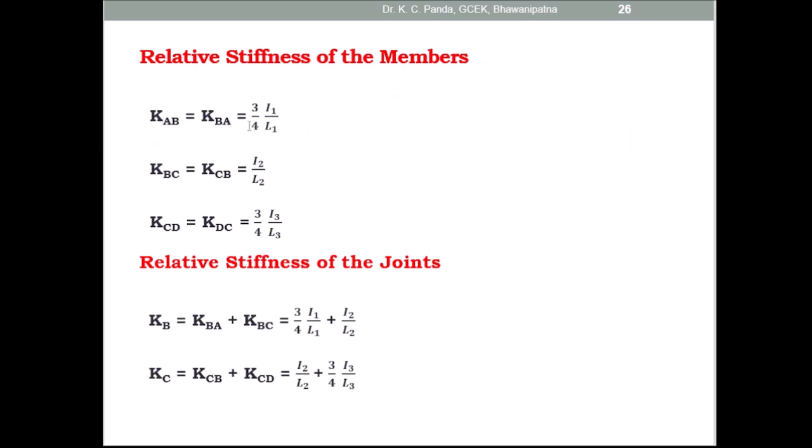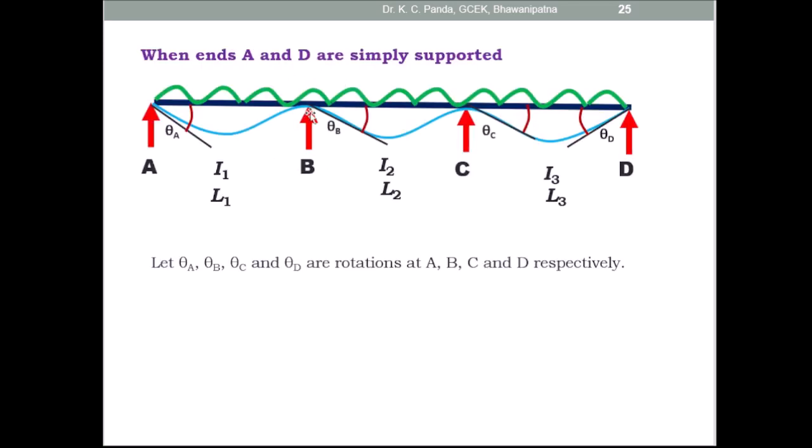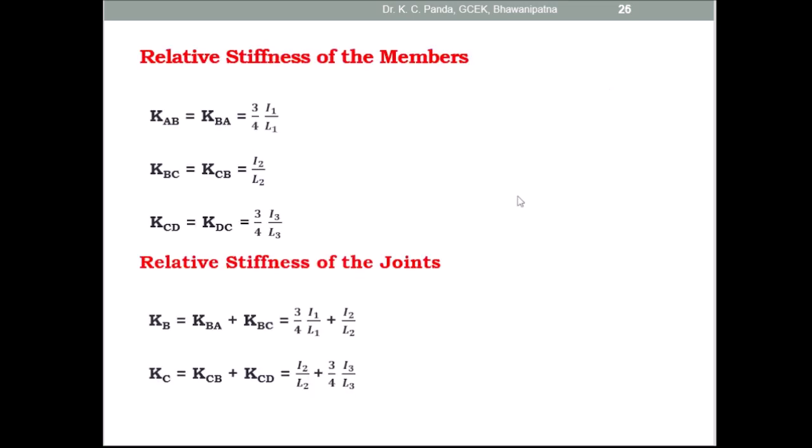KBA is equal to 3 by 4 I1 by L1. KBC is equal to KCB is equal to I2 by L2. KCD is equal to KDC is equal to 3 by 4 I3 by L3. Then you can find out the relative stiffness of the joint at joint B by taking KBA plus KBC. And at joint C, the relative stiffness KC is equal to KCB plus KCD. So KB is equal to KBA plus KBC, 3 by 4 I1 by L1 plus I2 by L2, and KC is equal to KCB plus KCD is equal to I2 by L2 plus 3 by 4 I3 by L3.